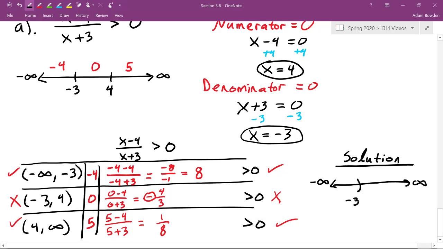So parentheses in this case, we're going to keep with the parentheses since we're using just the greater than, not the greater than or equal to. Okay, so we have here the two intervals: negative infinity to negative 3, and 4 to infinity. Those two together make up the solution.